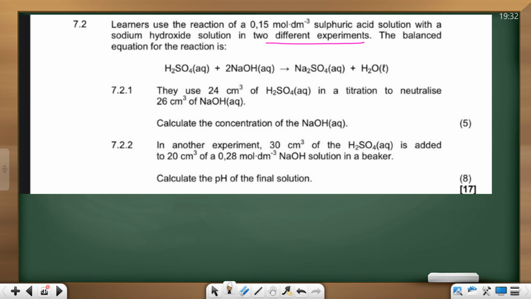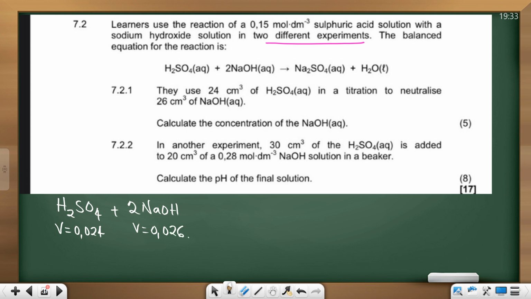Now, this one says, let us use the 0.15 moles per dm cube sulfuric acid. So, in two different experiments, the balanced equation for the reaction is given as that. They use 24 cm cube. Na, don't worry about the product. What is my volume? Titration, that's my keyword. 26 cm cube of the base. What is my volume? 0.026.